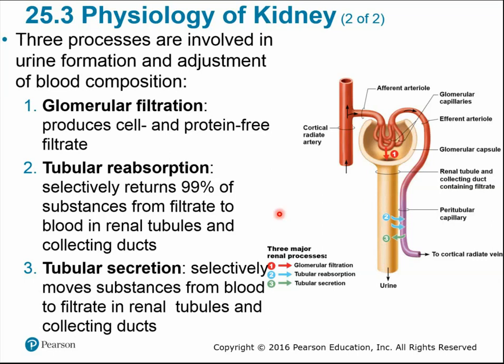Okay. So then the third step would be tubular secretion. So we're going to secrete anything that we want to remove from the body. Right? So we'll secrete from the blood or filtrate to the tubules and collecting ducts to go on to form urine.